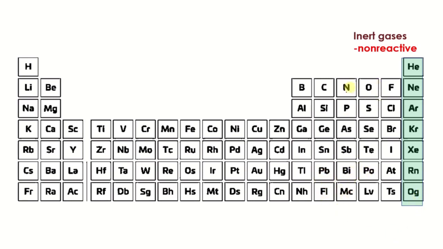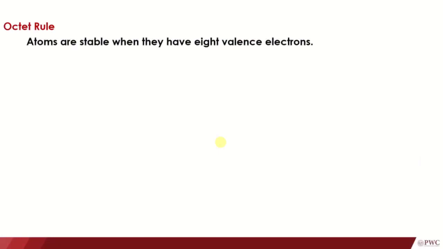Meanwhile, the rest of the elements react with other elements, but they do not just react with any element. They're also selective in bonding with atoms of other elements. In this case, they tend to follow the octet rule. According to the octet rule, atoms are stable when they have 8 valence electrons. Of course, octet, like octopus, means 8. Again, based on this rule, atoms are stable when they have 8 valence electrons.